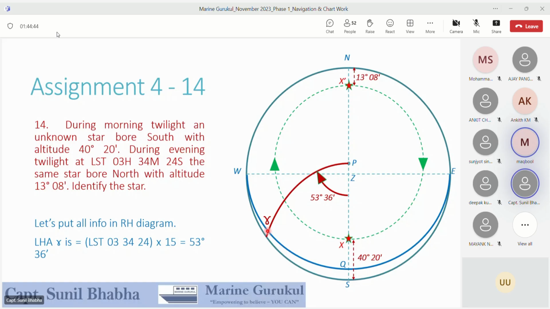Now once you have the Q point in your diagram, equinoctial always passes from east and west points. So join W, Q, E and you get the equinoctial.